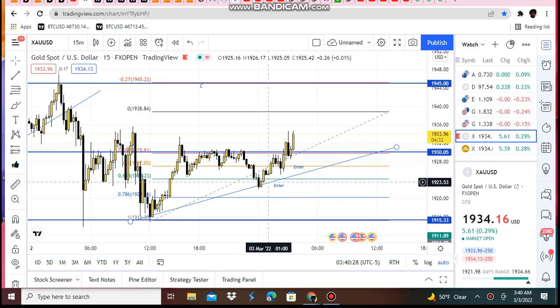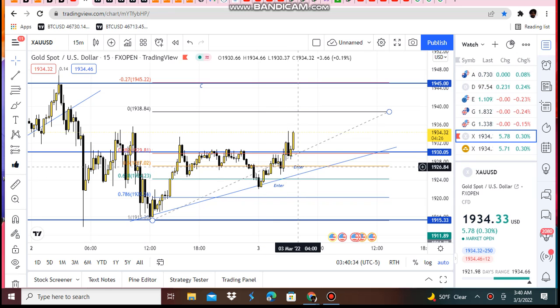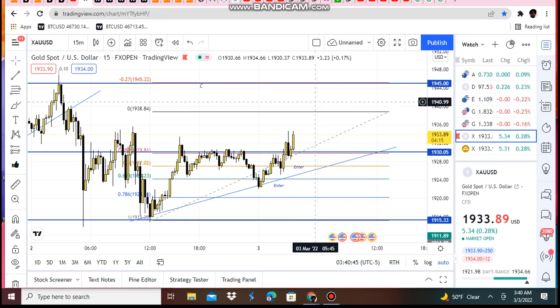Then we could have entered right here at 1922, or you could have waited for price to go to 0.5 and entered at 1926, 1927. Price broke above 0.382, and now it's at 1933. The next Fibonacci level is 0, and then the 27 extension. And you could have modified your take profit to like 1942, 1943.